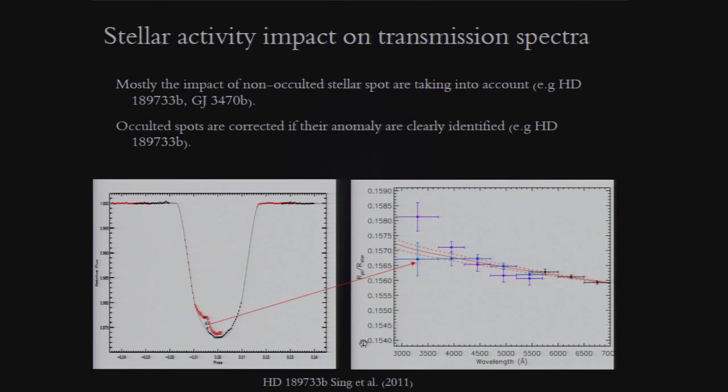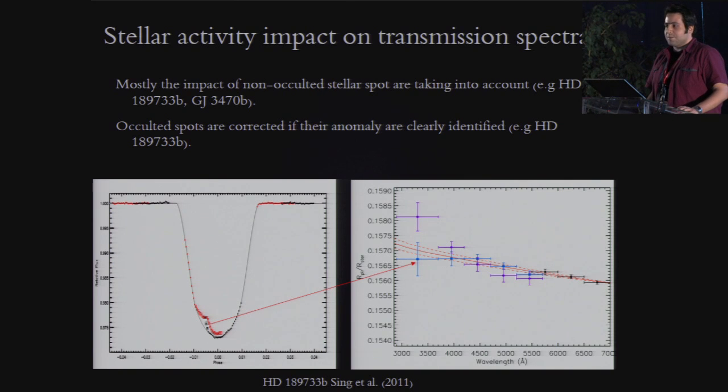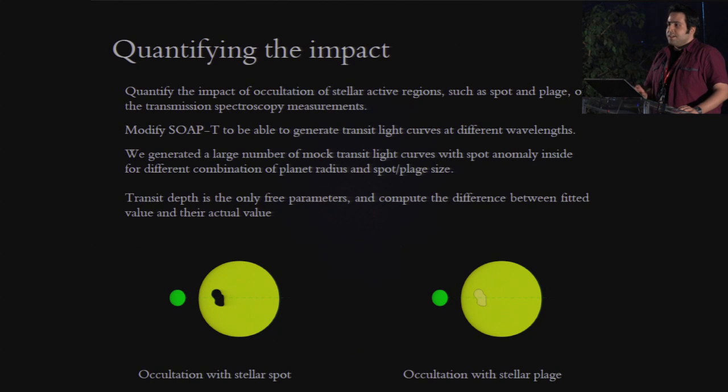Only in one case, where they clearly saw the anomaly inside the transit observed by HST, they tried to remove that data point from their data and said, okay, this measurement we should not trust, because we see the transit anomaly clearly. But we want to see again how much the measurement of people who don't really care about activity inside their transmission spectroscopy can be affected.